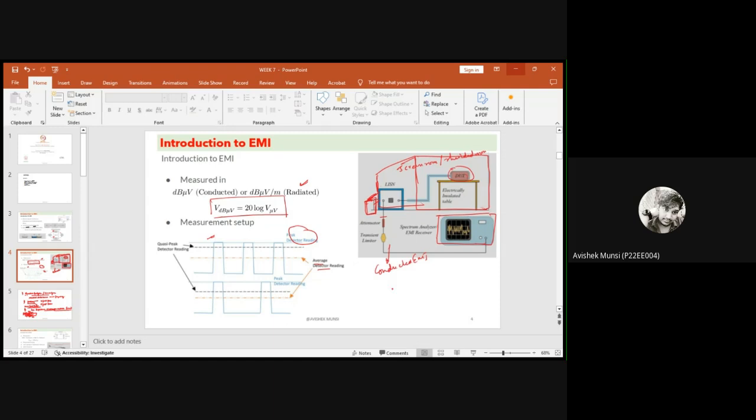So if you want to see the radiated EMI, then within the screen room, we put some kind of antennas. So for testing separate, we require separate antennas. So antennas are needed to be placed at the screen room while testing the radiated EMI. Okay, fine.